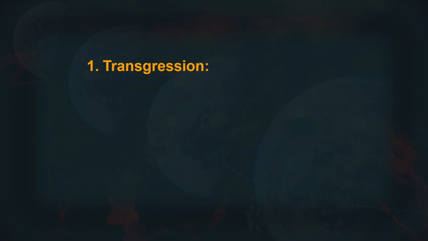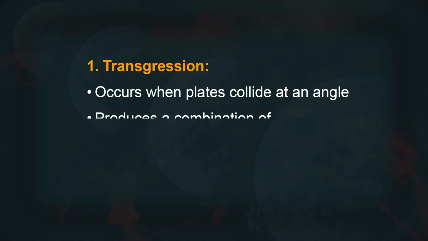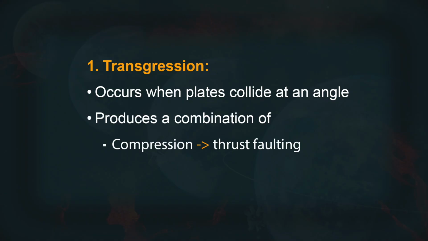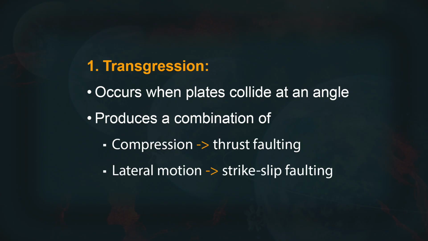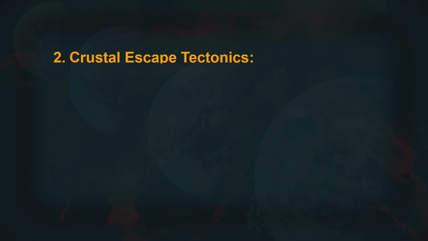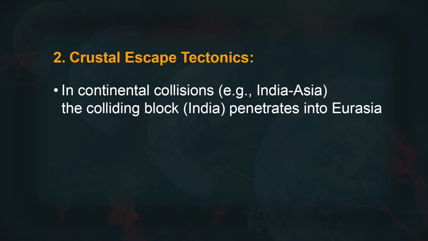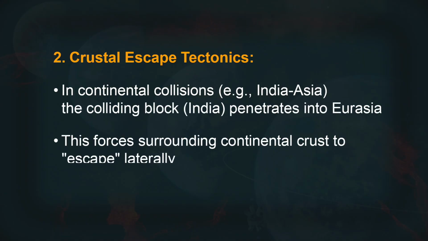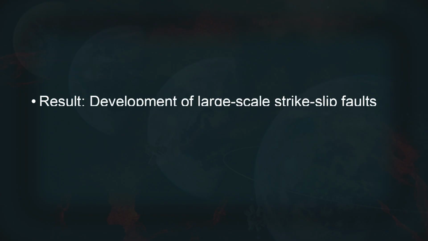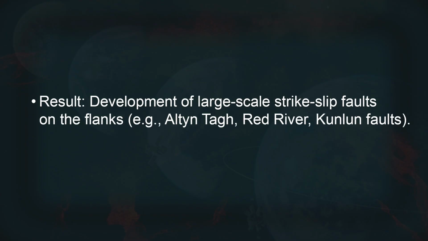The first one is transpression, which occurs when plates collide at an angle and produces a combination of compression, that is thrust faulting, and lateral motion, which is known as strike slip faulting, and crustal escape tectonics. In continental collision, for example India and Asia, the colliding block, that is India, penetrates into Eurasia. This forces surrounding continental crust to escape laterally, which results in the development of large scale strike slip faults on the flanks, for example the Altyn Tagh, Red River and the Kunlun faults.